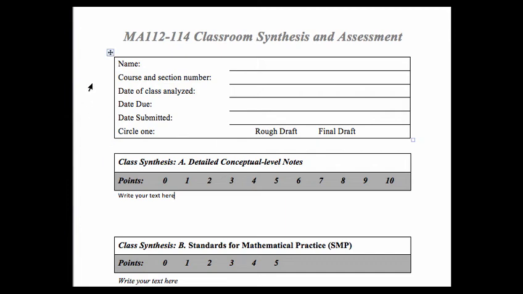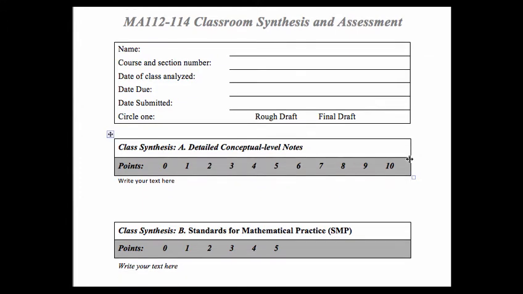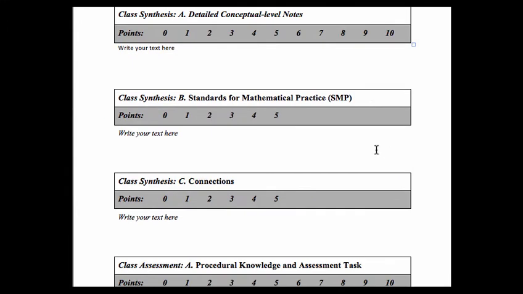So in the top here, you will enter your information: the name, course and section number, the dates of the CSA, and the due date and the submission date. And also you will circle whether this particular copy is a rough draft or a final draft. And then you will see that the sections of the CSA are represented here with the maximum points that I will be using to grade the work.